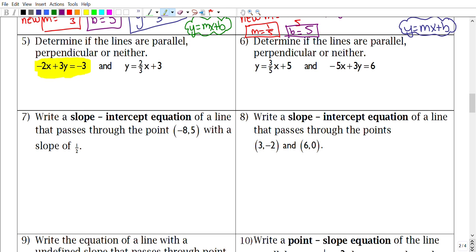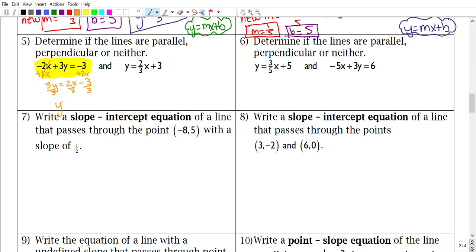So in order to identify the slope, I'm actually going to go ahead and isolate the y, and rewrite it in slope-intercept form. So let's go ahead and do a little bit of rewriting here. So what I'm going to do is get rid of the 2x because I want to get the y by itself. So I get 3y equals 2x minus 3. Divide everything by 3.